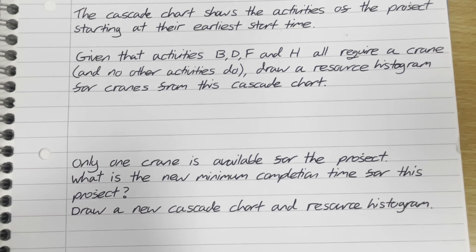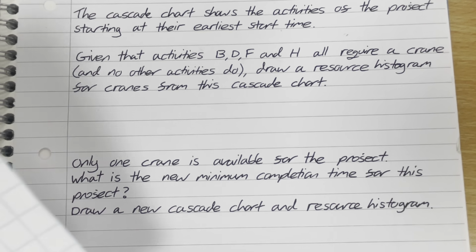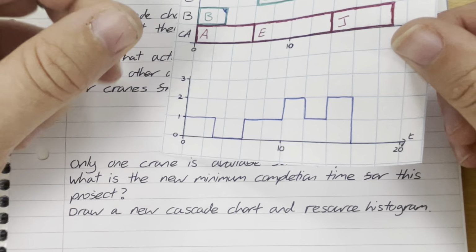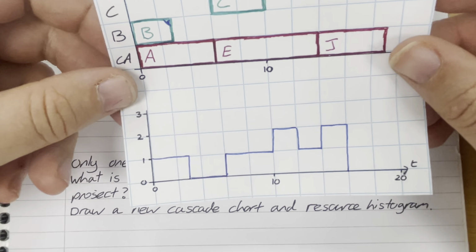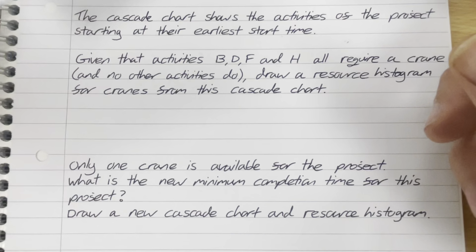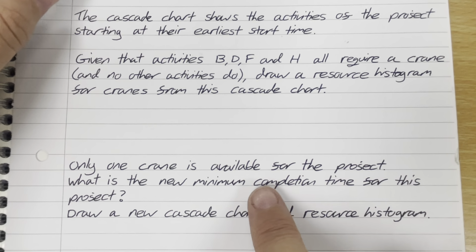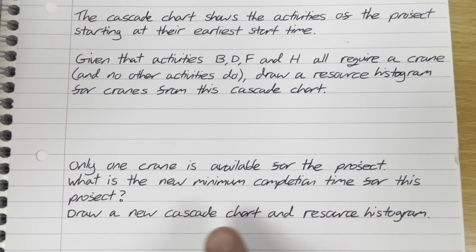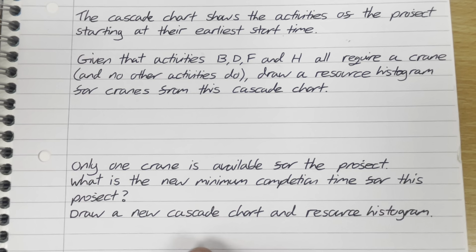Onwards. Only 1 crane is available. Oh, that's an issue, isn't it? Because I wanted 2 cranes for this cascade chart, so that's an issue. What's the new minimum completion time for this project? Draw a new cascade chart and resource histogram. So just by the wording of this question, I'm inferring that there is going to be a delay in the overall completion time of the project.